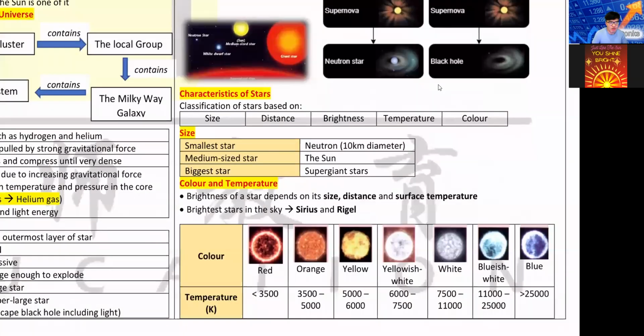Next, star, how are they classified? They are classified based on the size, distance, brightness, temperature, and color. Size, jarak, kecerahan, suhu, dan warna.